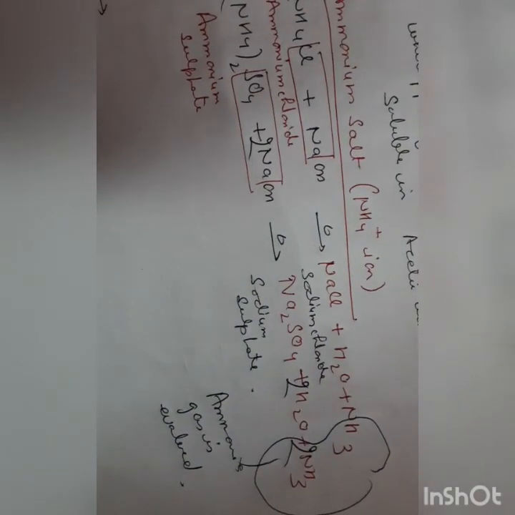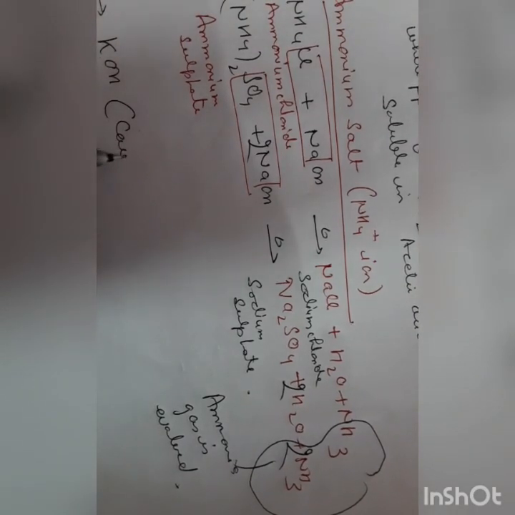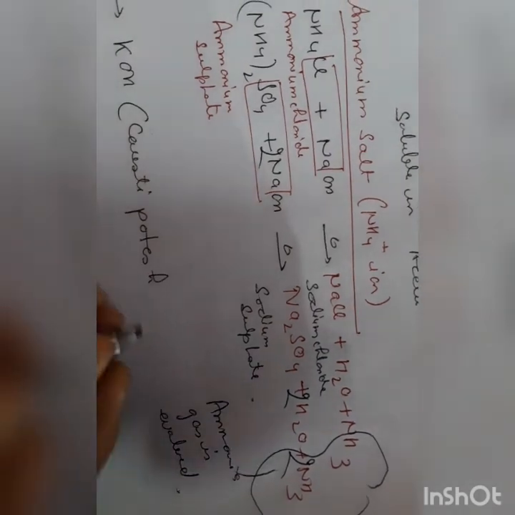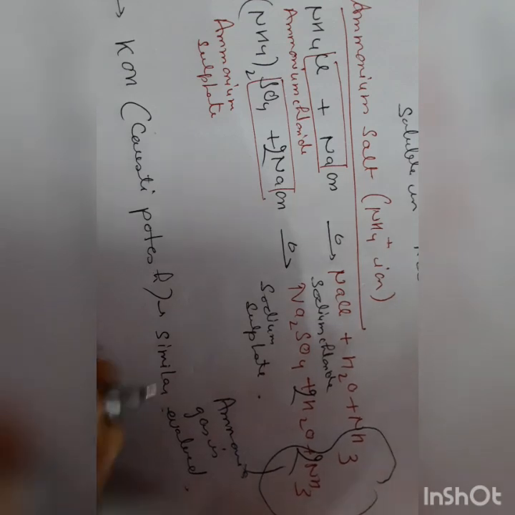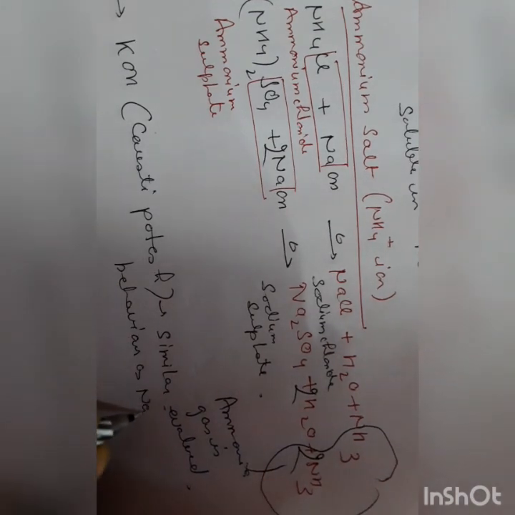Now you will see that KOH, that is known as caustic potash, will show similar behavior as NaOH.